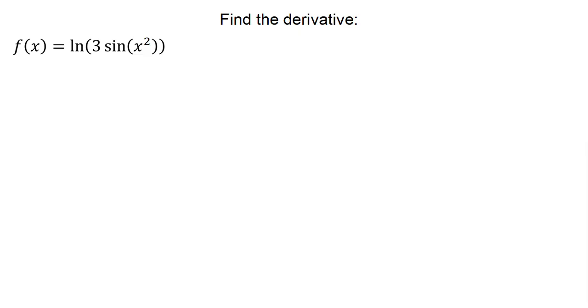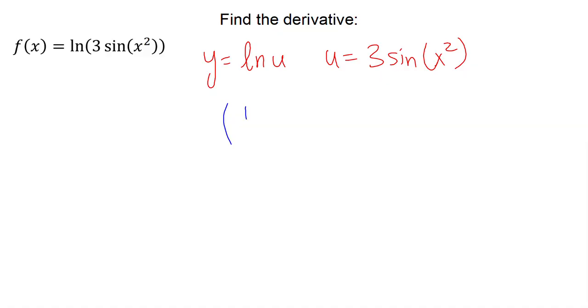For number 6 here, we've got the natural log of another function, natural log of 3 sine x squared. So we can rewrite this as y equals the natural log of u, where u is equal to 3 sine of x squared. The natural log u part should be straightforward enough. We've done, now this is the 6th one of these, 1 over u. But for u equals 3 sine x squared, that's u is equal to 3 sine v, where v is x squared. That's another chain rule. So this is chain rule within the chain rule.